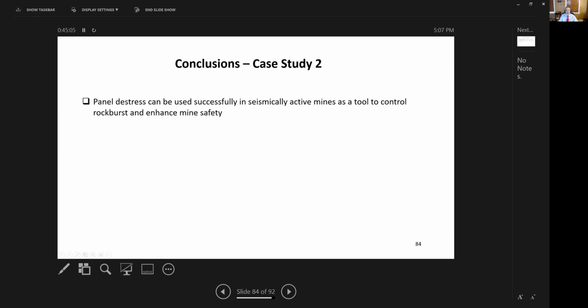So the conclusions of case study 2: panel distressing can be used successfully in seismically active mines as a tool to control rock bursts and enhance mine safety. There is no doubt about it. The use of borehole stresses proves to be an excellent tool. You absolutely need a way to monitor the efficiency of panel distressing, and distress cells proved very useful. The earlier you put them, the better it is.